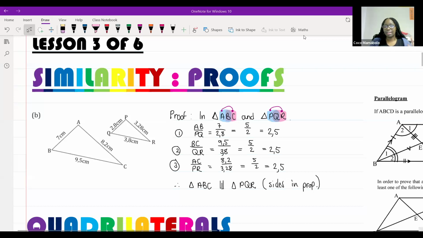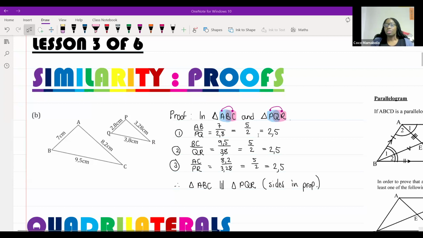Lovely. Is everybody understanding what's happened here? Good, good, guys. It's just a matter of working with what we have. If we don't have enough angles, then we use sides and proportion. If we don't have enough sides and proportion, we use angle, angle, angle. We just need to work with what we've got.